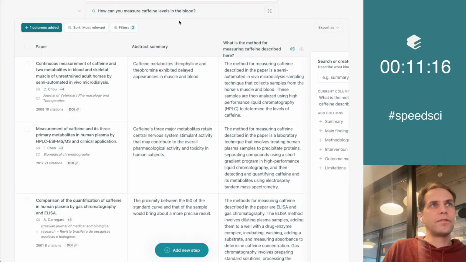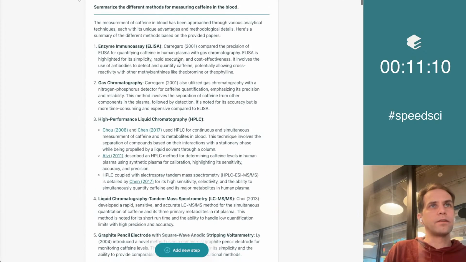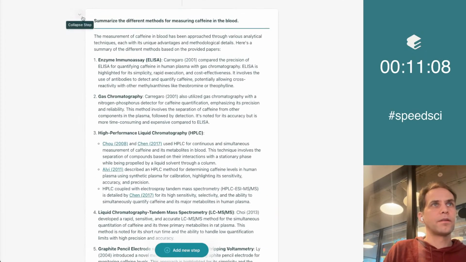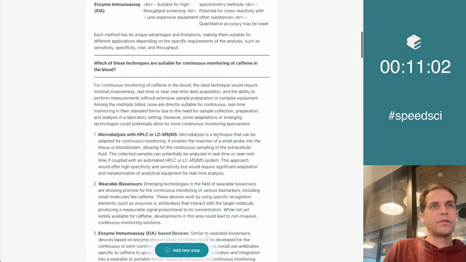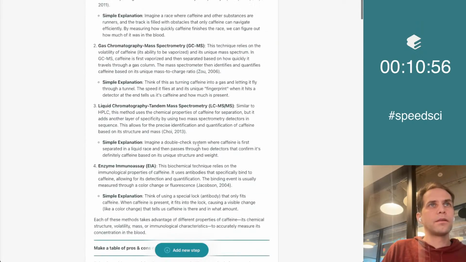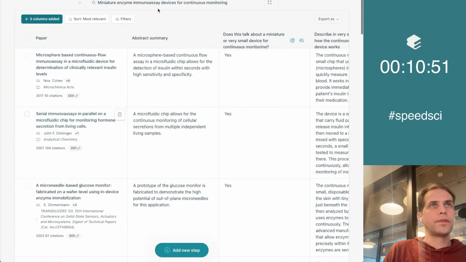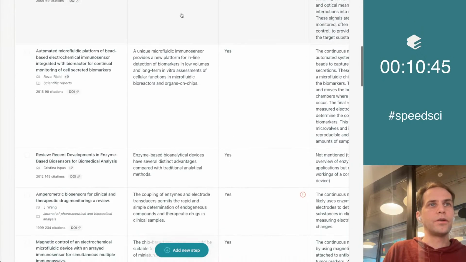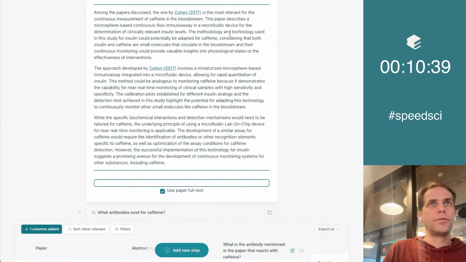How can you measure caffeine levels in the blood? We researched that more generally, and got to the point where we had a list of different methods, made a longer list of papers, and it seemed like for all of these methods the devices are actually pretty big, and so then the question was which of these can most easily be made small. So we searched more specifically for miniature devices for continuous monitoring. We get back a few, which we then compare to what could be adapted to caffeine.